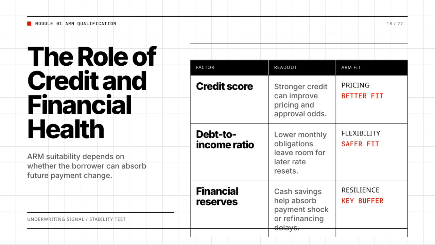Next, we have the debt-to-income ratio. Keeping monthly obligations lower is important because it creates flexibility, leaving you room to comfortably manage any rate resets in the future. Finally, financial reserves are a critical element. Having cash savings acts like a safety cushion, providing resilience to absorb unexpected payment shocks or delays in refinancing. In essence, these reserves act as a key buffer, reducing risk for both the borrower and the lender. By evaluating these factors, credit score, debt-to-income ratio, and financial reserves, underwriters can determine how well an applicant fits with an ARM product, ensuring the mortgage terms align with their financial stability and capacity to handle future changes.